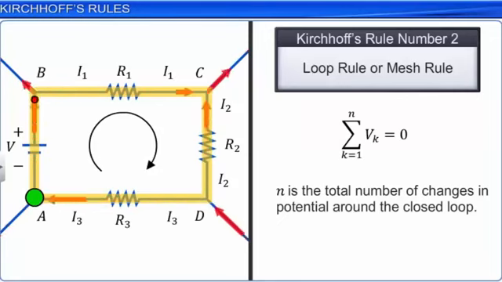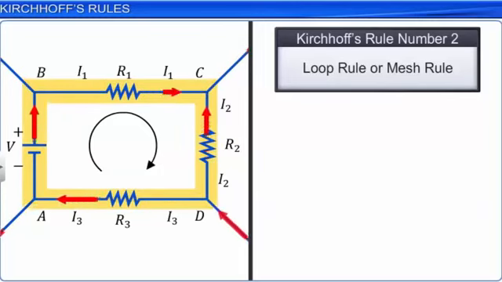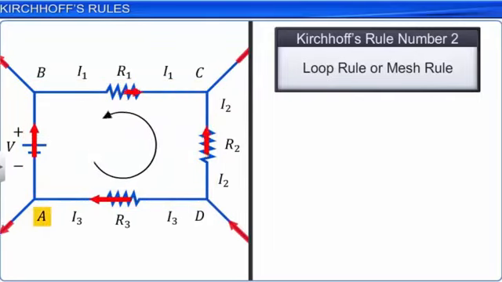ABCDA is one of the closed loops in a complicated circuit. Starting from any point in the loop, we walk through the loop either in a clockwise or anti-clockwise direction and write down the change in potential. Let us start from point A and walk through the loop in the clockwise direction. That is, ABCDA. And note down the change in potential.